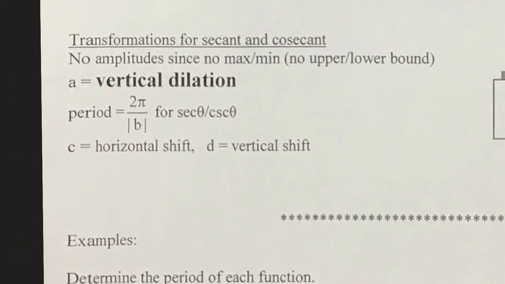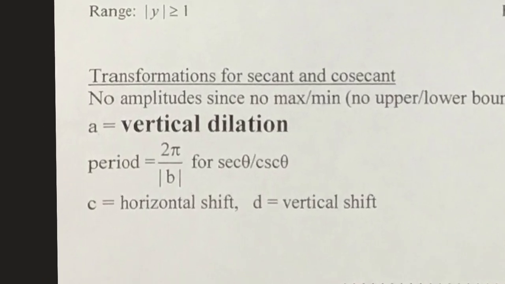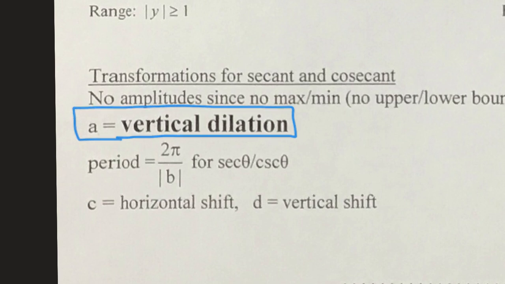So some vocabulary. We don't call this an amplitude anymore for cosecant and secant, as well as tangent and cotangent. We call it a vertical dilation. Right? It has been stretched rather than amplified. So it's called a vertical dilation.